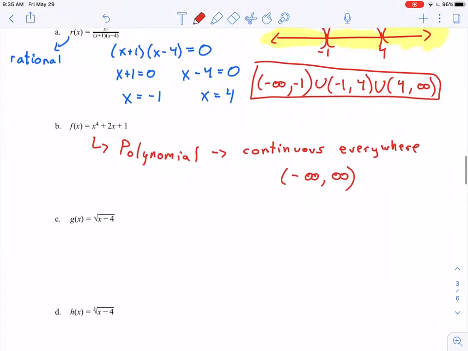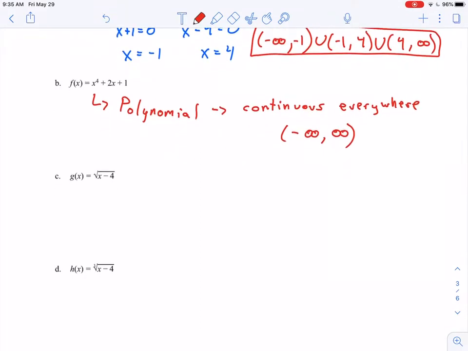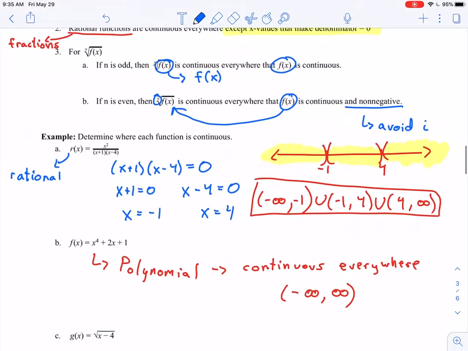C and D are going to look very similar here. I've got the square root of x minus 4 and then the cube root of x minus 4. This one's a little bit trickier because we have this radical to deal with. First of all, you need to remember, if we scroll back up, it really just depended on the value of n. What's this guy right here?